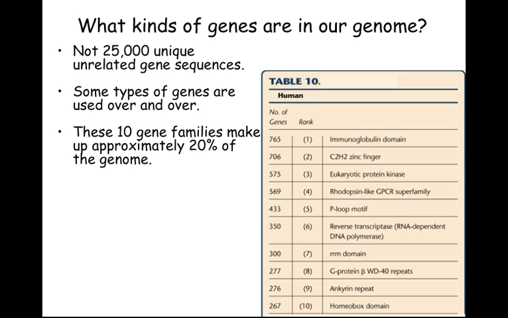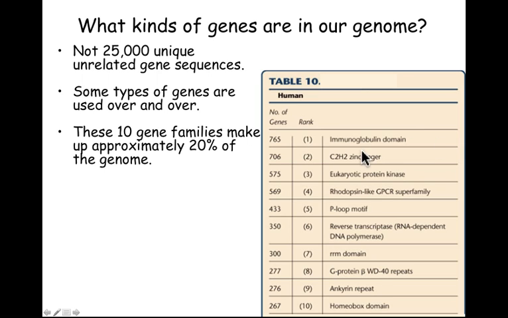So what kinds of genes are in our genome? I said there's maybe around 25,000 genes in our genome. We'll go on the higher estimate. One thing that is very clear is that there are not 25,000 completely unique, unrelated proteins in the genome. What we see instead is that some types of genes get used over and over and over again. Here's a table of the top 20 families of proteins and genes in your genome. And together these 10 types of proteins make up about 20% of your genome.